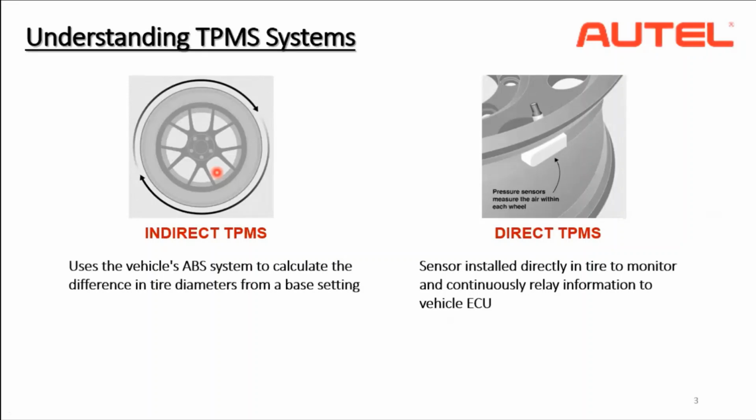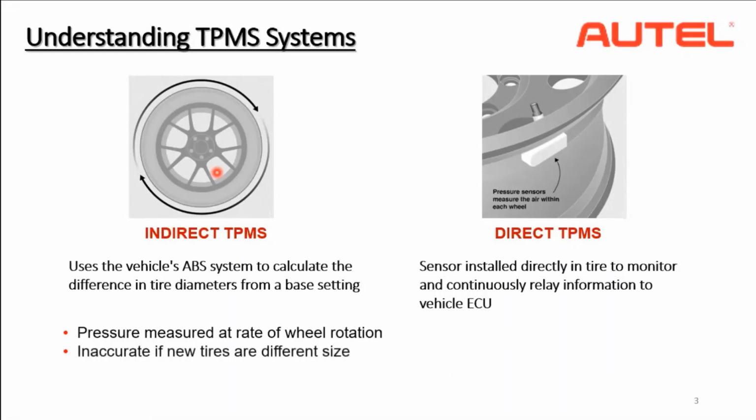Talking more about this indirect system, the system is not very common, even though it's more cost effective than the direct TPMS system, because of some concerns, including that pressure is only measured at the rate of wheel rotation. So if the wheels are not rotating at a certain RPM, then the live tire pressure data cannot be retrieved from the vehicle.